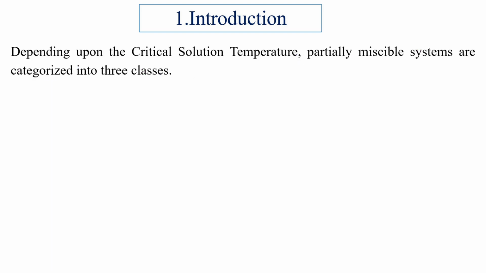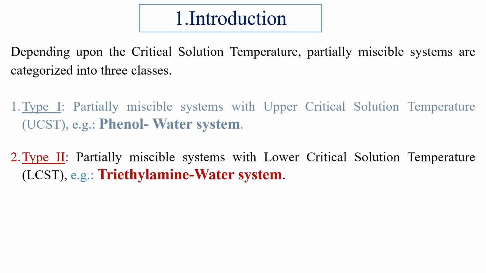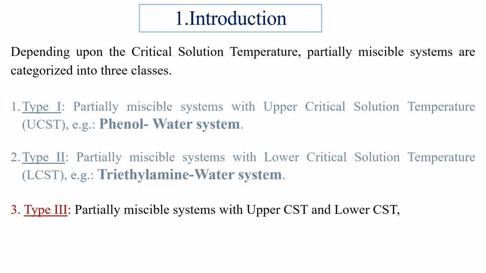Depending on the critical solution temperature, partially miscible systems are categorized into three classes. They are partially miscible systems with upper critical solution temperature, for example, phenol water system. The second type is partially miscible systems with lower critical solution temperature, with example, triethylamine water system. And the third type is partially miscible systems with upper as well as lower CST, with an example, nicotine water system. Let us discuss each type of CST in detail.